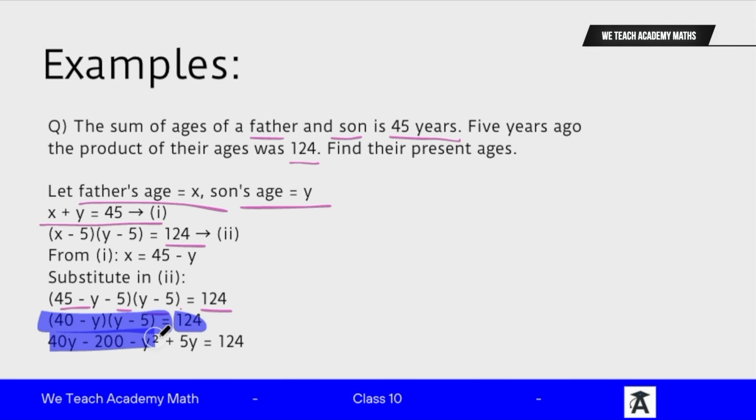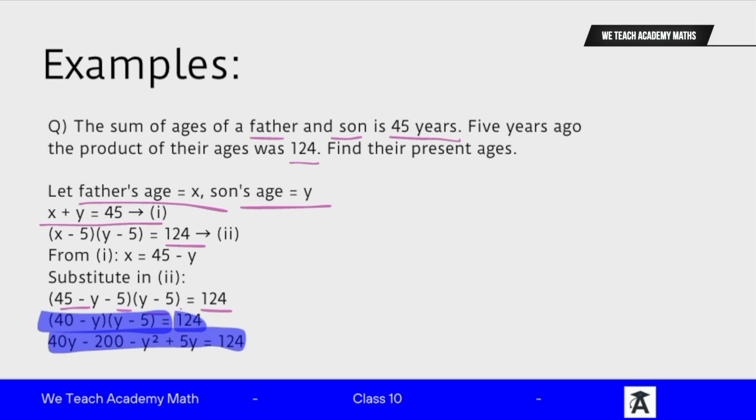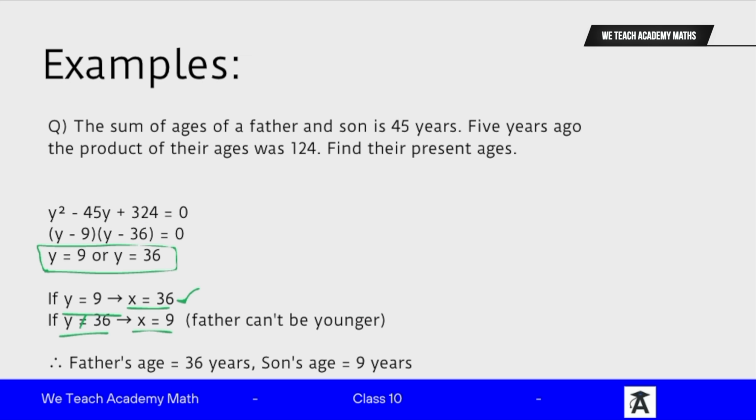So on solving, you get this equation, and when you further simplify it using the middle term splitting, you get y is equal to 9, or it can be 36. So if y is equal to 9 and x is equal to 36, that can be true, but y cannot be 36 and x cannot be 9, because x is the father's age, and obviously a father cannot be younger than the son, and hence y has to be 9 and x will be 36. So the father's age would be 36 years and the son's age would be 9 years.